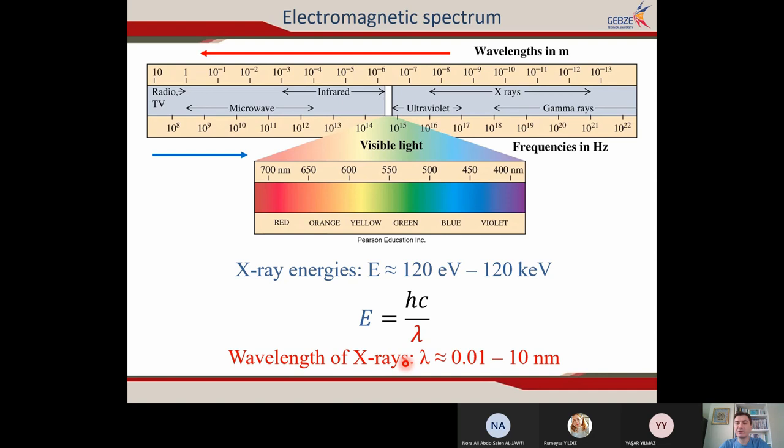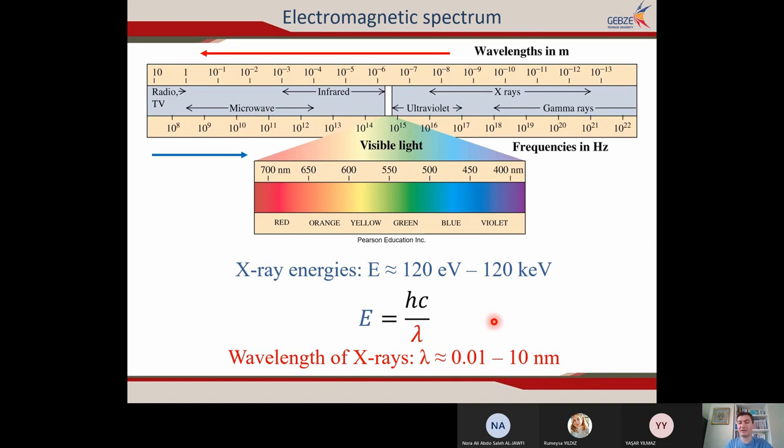They have very small wavelength. And if you have small wavelength, then you will have huge energy, right? So if you put that lambda here, Planck constant is constant, velocity of light is constant, then the X-ray energies will be varied between 120 electron volt to 120 kilo electron volt. So very broad energy range. And especially the energies in that range are very dangerous. So we will talk about this. Do you have any question here in that part?